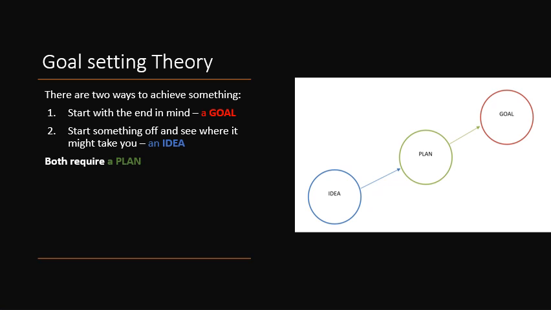So start with the end in mind, a goal. For example, Bill Gates said every house should have a computer. Clearly, that was his goal. He then designed a plan of action in order to achieve that. In comparison, also a very successful individual, James Dyson, didn't have a goal to have every household with a bagless vacuum cleaner. He was an inventor. So everything came from ideas, and these ideas developed into a plan, and then some success followed. So goal setting theory does happen from both an idea or goal setting.